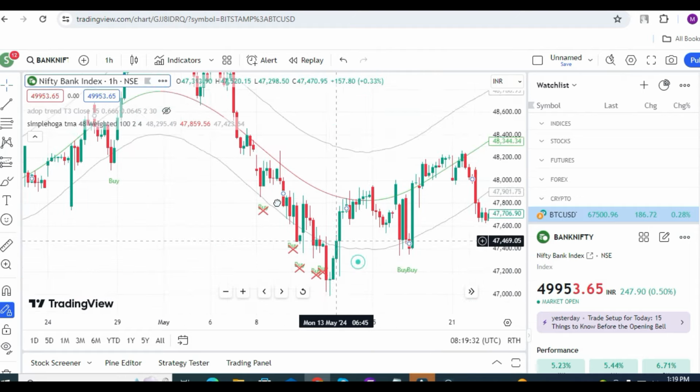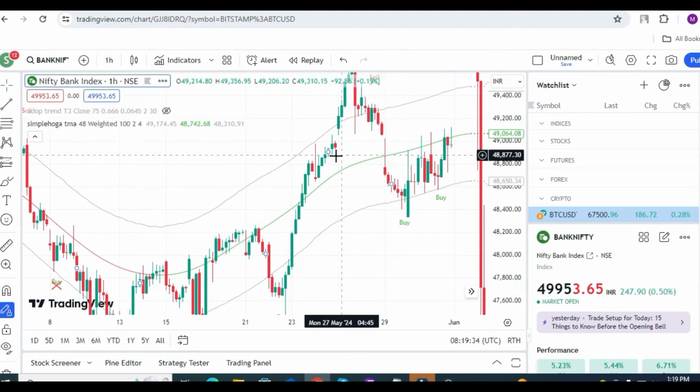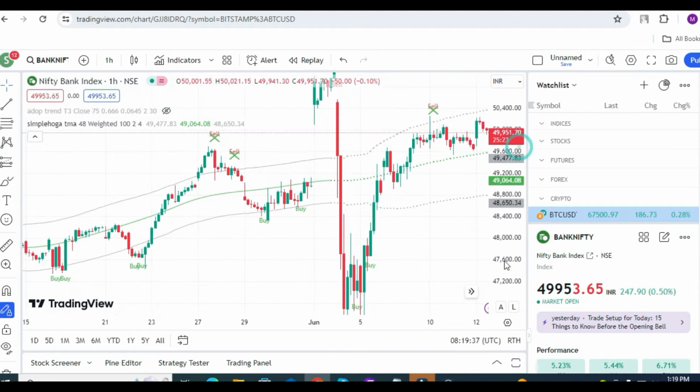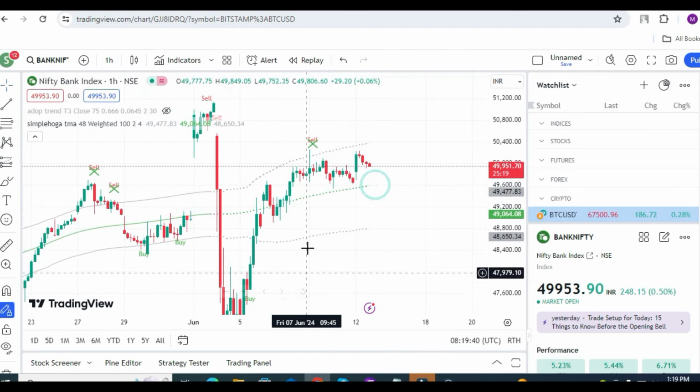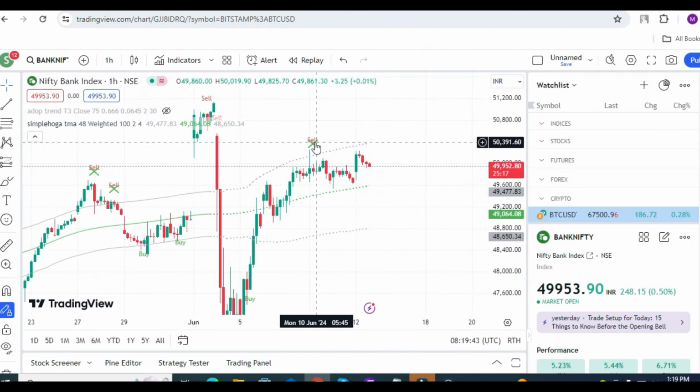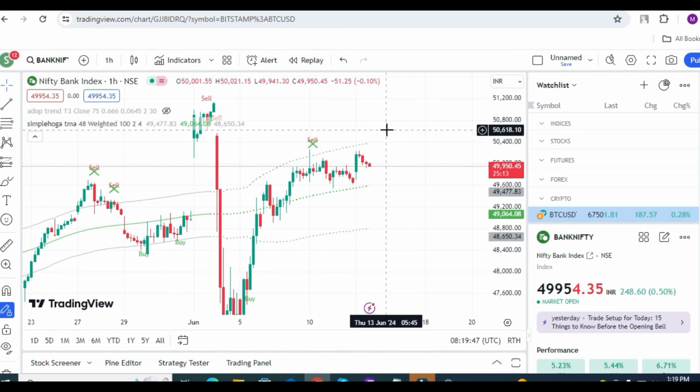Sell trade, book your profit here. Buy trade, and book your profit. That is your sell trade, book your profit. The buy trade, book your profit. And currently you cannot go for the sell trade. Okay, hopefully soon you will get the sell signal.